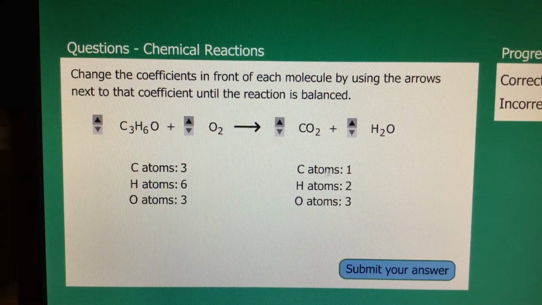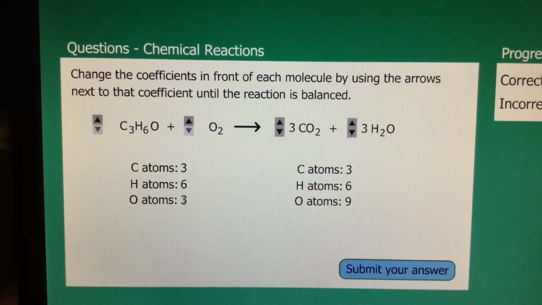So let's look at the tip that they gave us. 3 carbon atoms here and 1 carbon atom here. So we can start with that. Let's make those the same, 3 and 3. We can go to the hydrogen. There's 6 hydrogen here and 2 hydrogen here. So let's put a coefficient of 3 in front of the water. 3 times 2 makes 6 hydrogen atoms. They're the same.